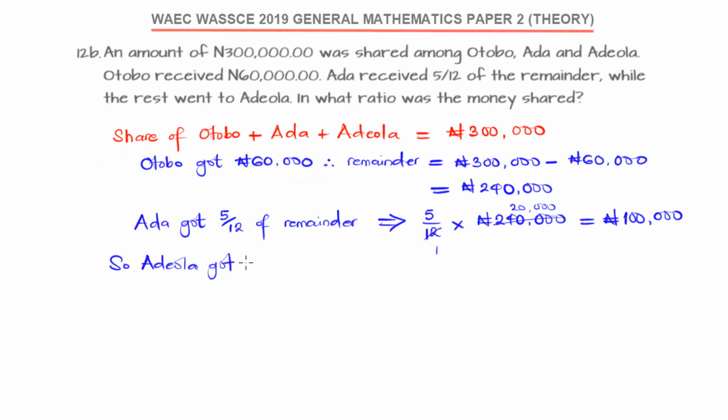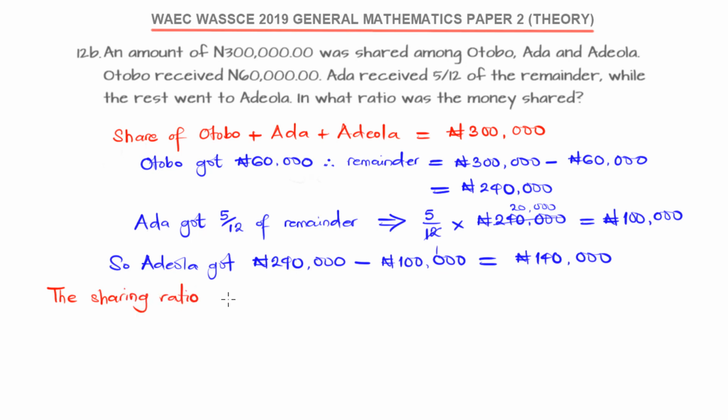Okay, Adeola is going to get the remainder initially, which is 240,000, minus the share of Ada, which is 100,000. So Adeola will get 240,000 minus 100,000, that's 140,000 naira. So we have gotten the amount that each one of them got, and that will help us to get the ratio in which the money was shared.